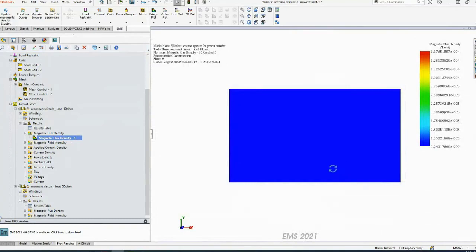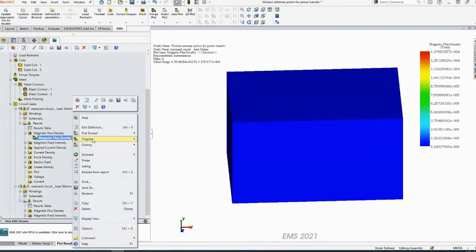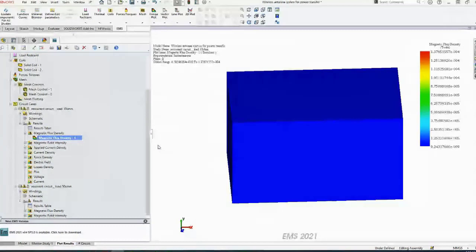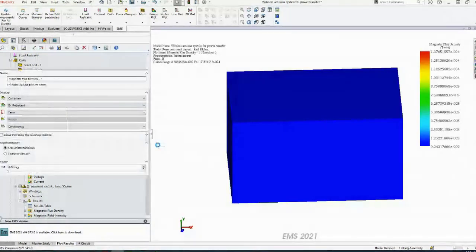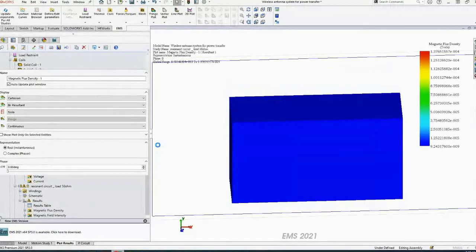Let me see here what I'm showing. Let me see, one second. I can again do a clipping at this level. Okay. It's taking a minute because I'm just using a laptop here.